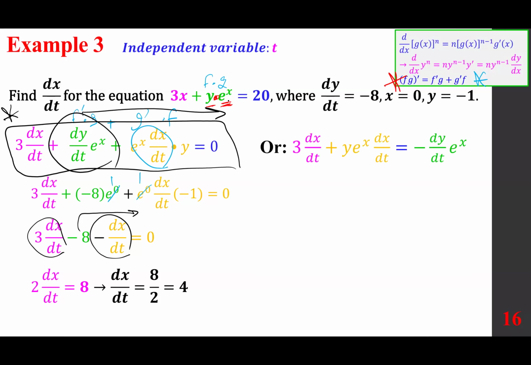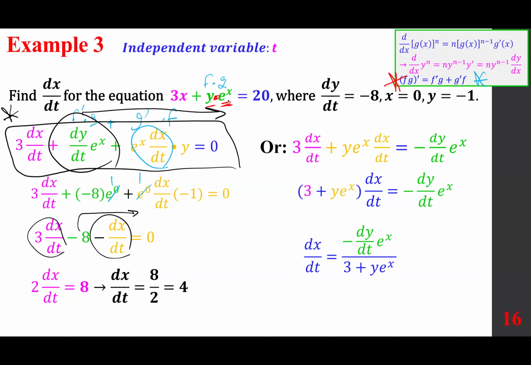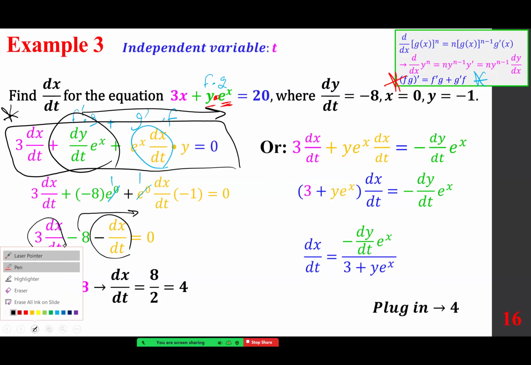It gives me 3 plus y e to the power of x. I have to divide both sides by this parentheses, 3 plus y e to the power of x, in which case the left side becomes dx/dt and the right side is divided by 3 plus y e to the power of x. If we plug in, it will give us the same answer. Again, you can go either way, but you need to understand the concept of differentiation. This is the important step, which is differentiating.